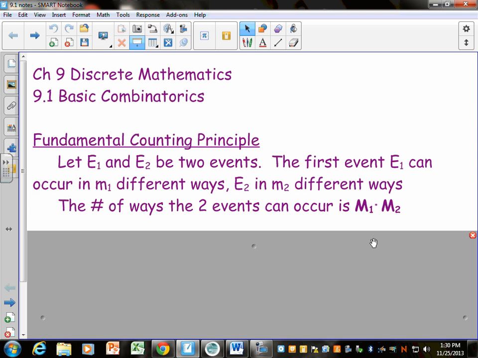SAT questions, they always give you questions that use the fundamental counting principle, and I feel like the book makes it really complicated with all these words. But did you ever see a question on the SAT or the PSAT that says, you have 4 shirts and 3 pairs of pants and 4 pairs of shoes. How many outfits can you make? Right? Remember those questions?